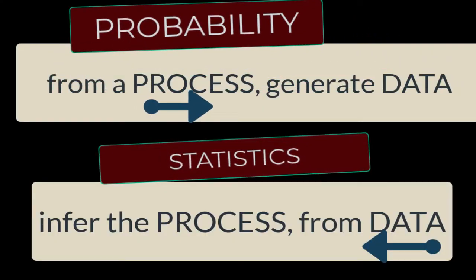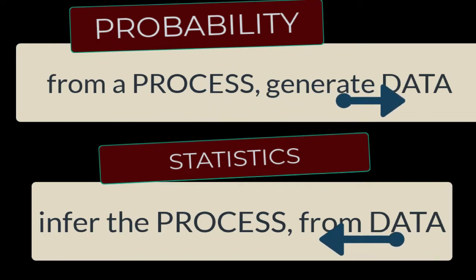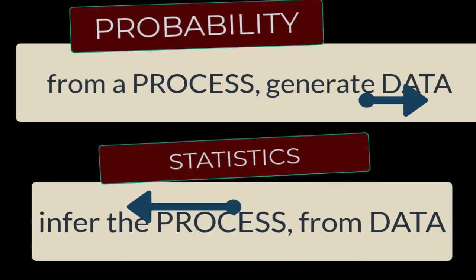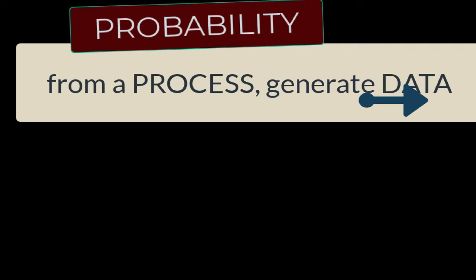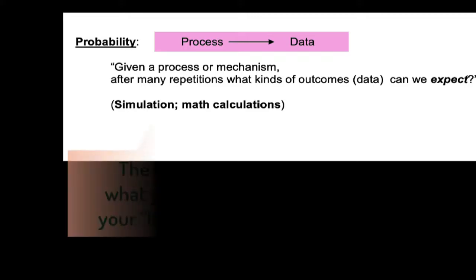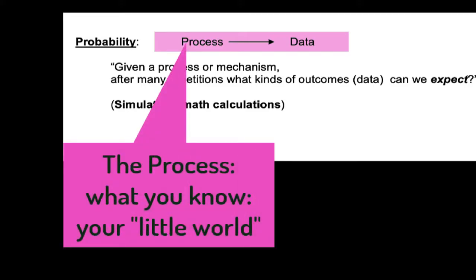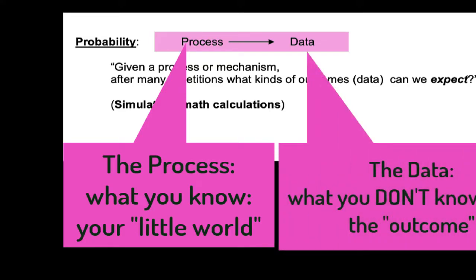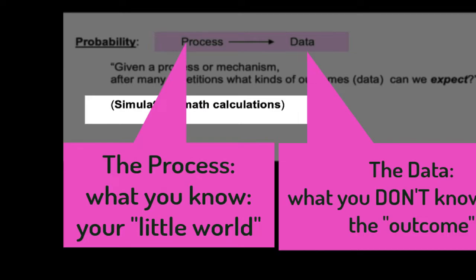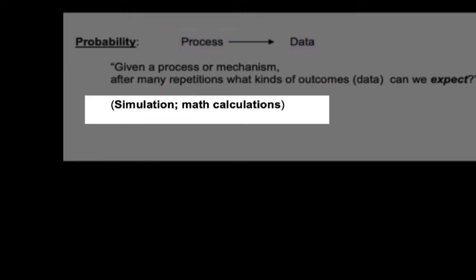How is statistics different from probability? Well, they both connect a process to some outcome or to data, but they go in opposite directions. Probability is easier to explain. Imagine a process, flesh it out with rules, creating a little world in your mind, and ask, what's going to happen when you kick things off? What will be the outcome of your little world?